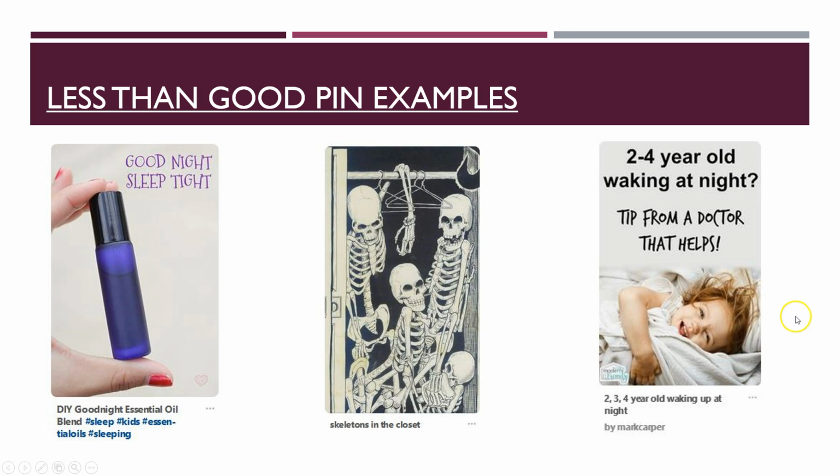Now, kids do sell better than, say, adults or a lamp. But the other thing I have here is, 2 to 4-year-old waking at night. I didn't bother to click through, but why is it limited to 2 to 4-year-old? That one does create curiosity, but what if I have a 5-year-old? Do I not apply here? What if I have a 1.5-year-old? Does that count? So I don't know that I would put 2 to 4-year-old waking up at night. I might change that to toddler waking at night. And then, tip from a doctor that helps. I would probably change that copy as well.